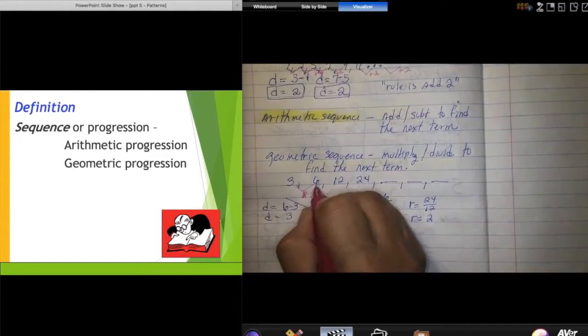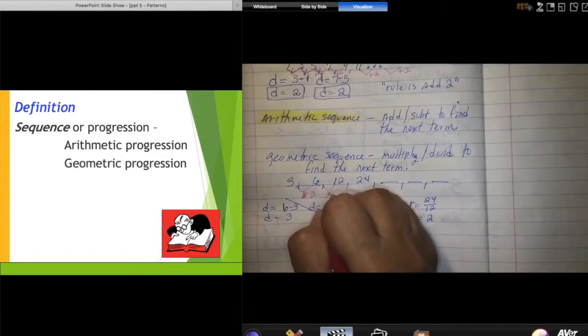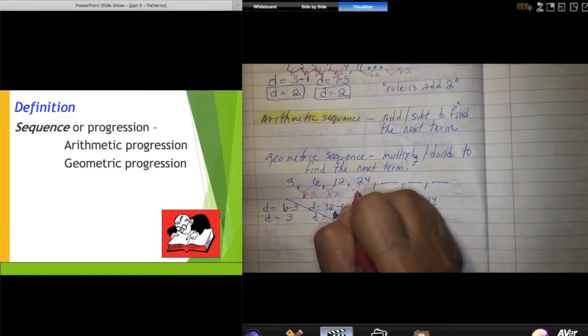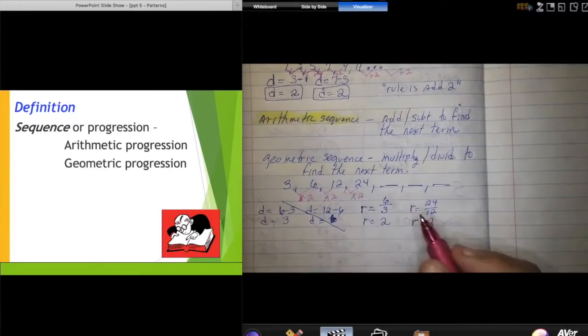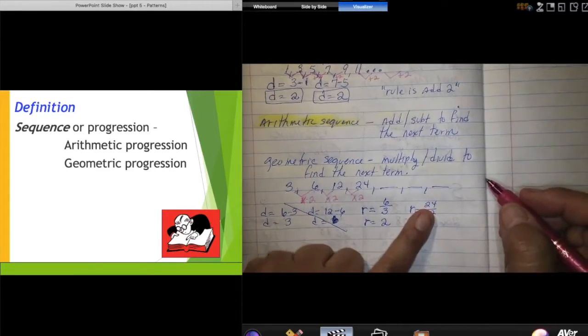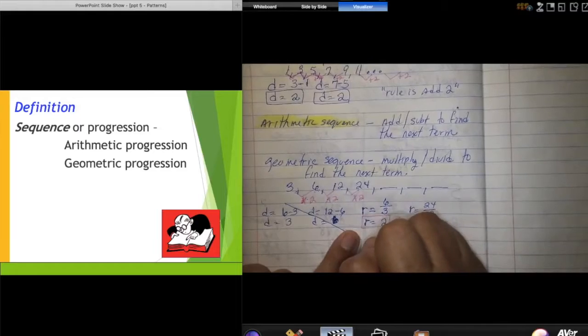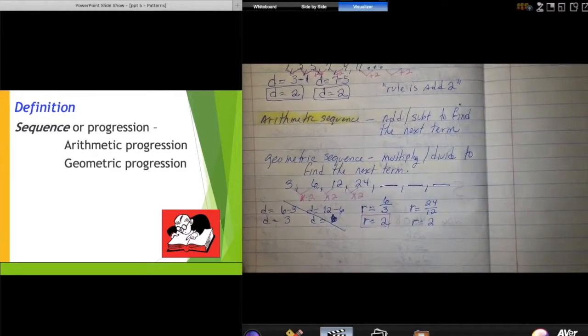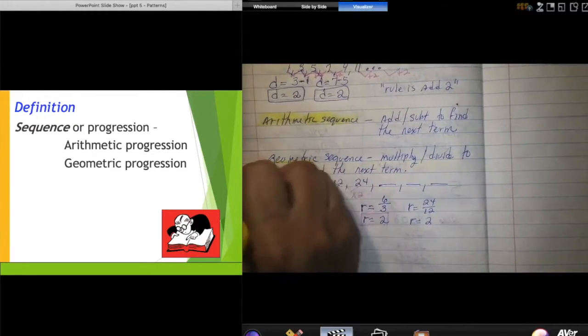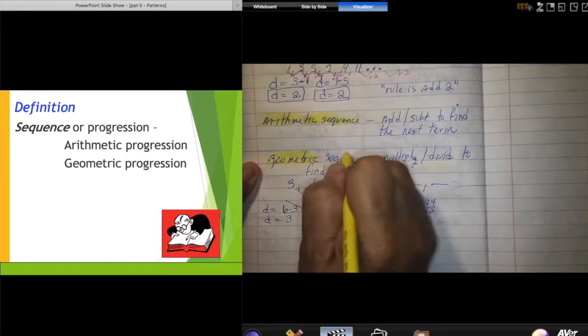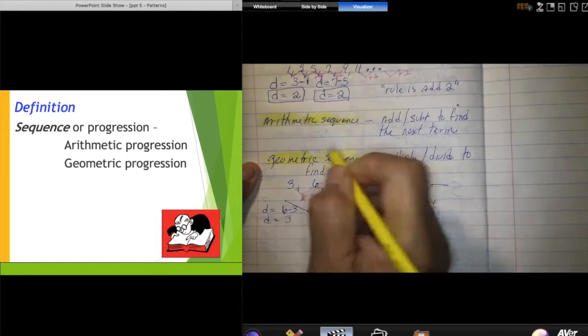3 times 2 is 6. 6 times 2 is 12. 12 times 2 is 24. And we can find the next couple of numbers. Okay, so in this case, r was 2. So here are two very basic examples of arithmetic and geometric.